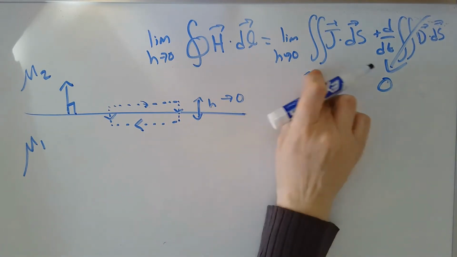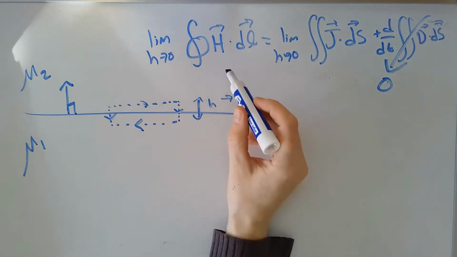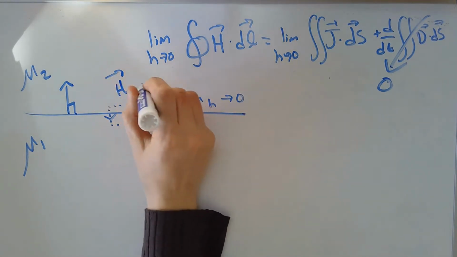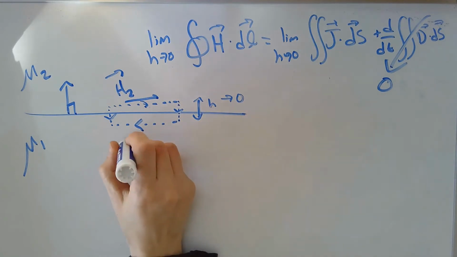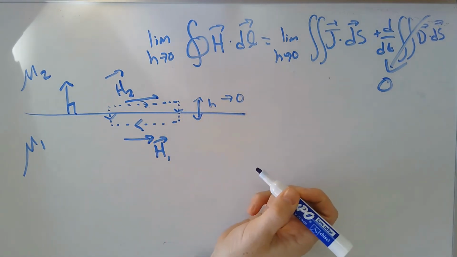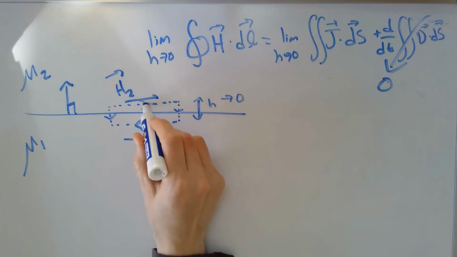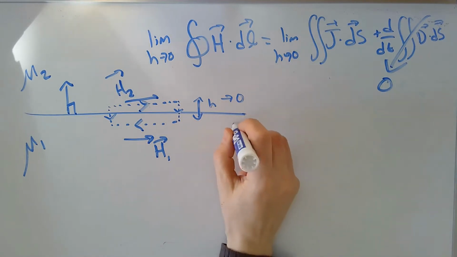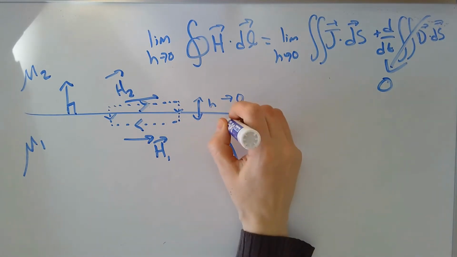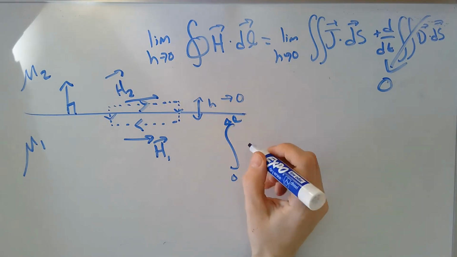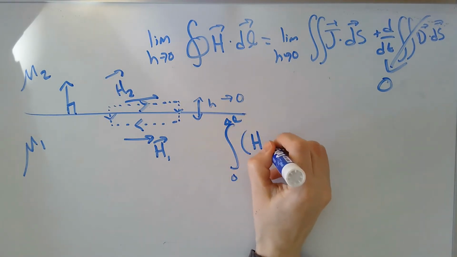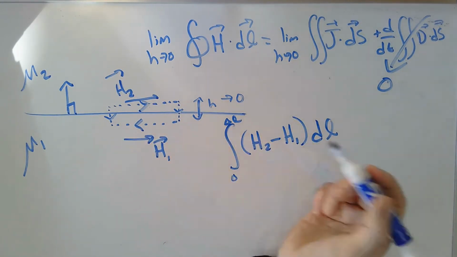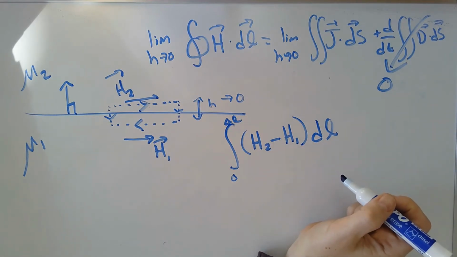So, what we end up with here is we've got H dot dl. Here's H2. Let's say it's going that way. And here's H1 going that way. Except dl is pointing in opposite directions on either side of this. So this integral of H dot dl turns out to be the integral from, let's say, 0 to delta L of (H2 minus H1) dl. We haven't really defined a coordinate system here.